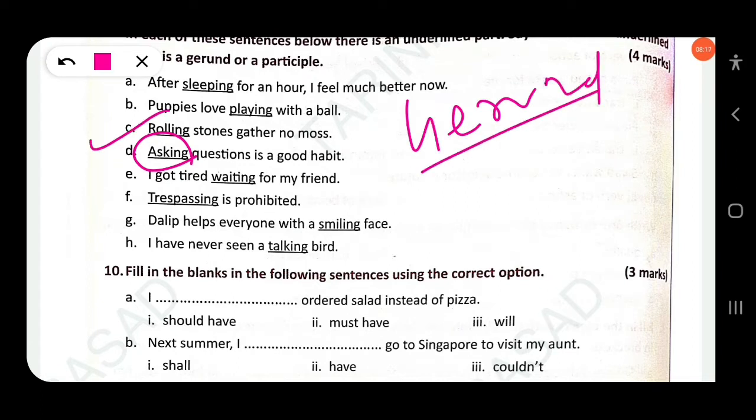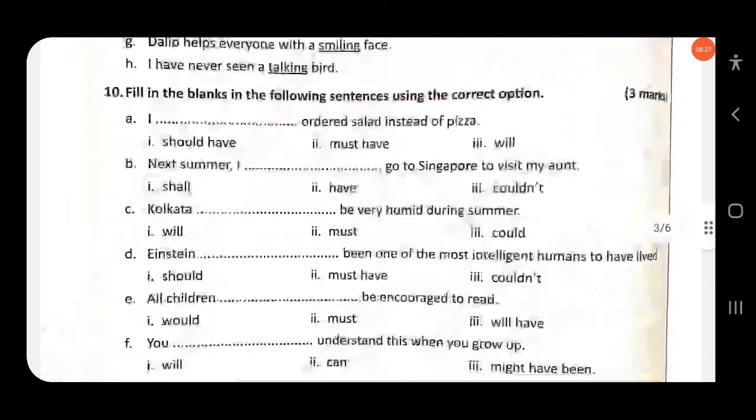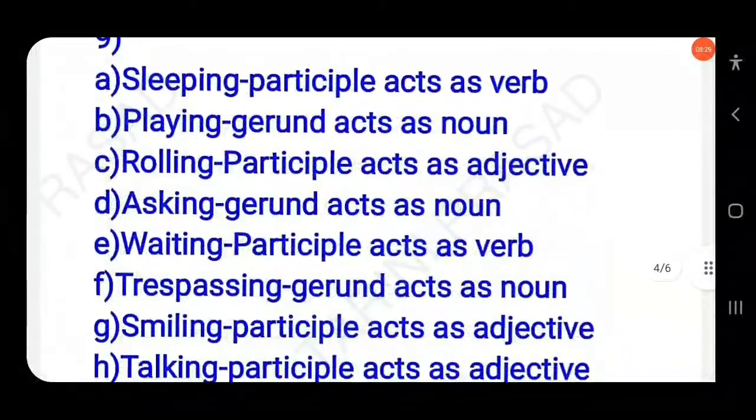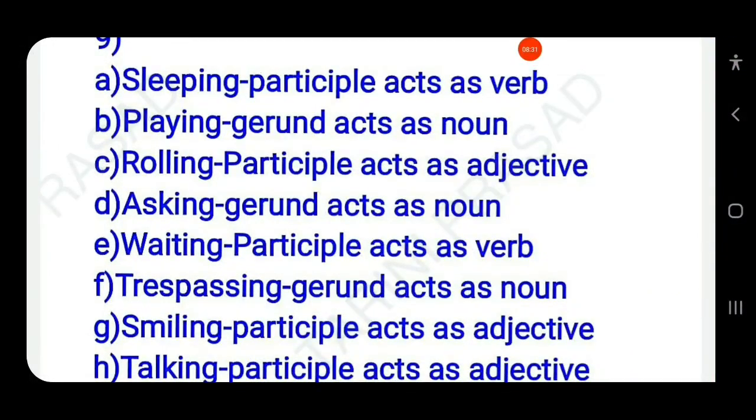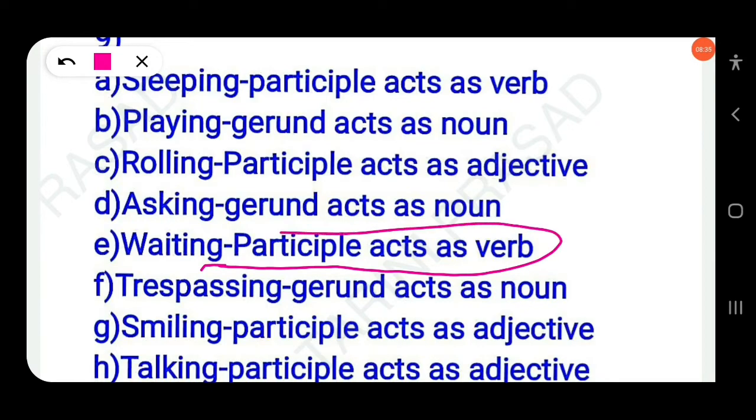Then next: I got tired waiting for my friend. So here waiting is not a noun. Here waiting is a participle used as a verb. So you have to write here: participle used as verb. Waiting is a participle acting as a verb.